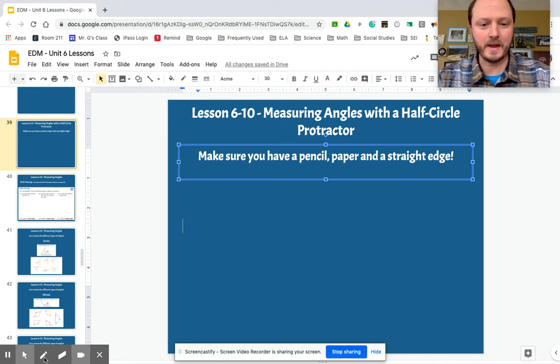and today and this week we are going to be working with measuring angles with a half circle protractor. So before we begin, make sure you have a pencil, paper, and a straight edge.